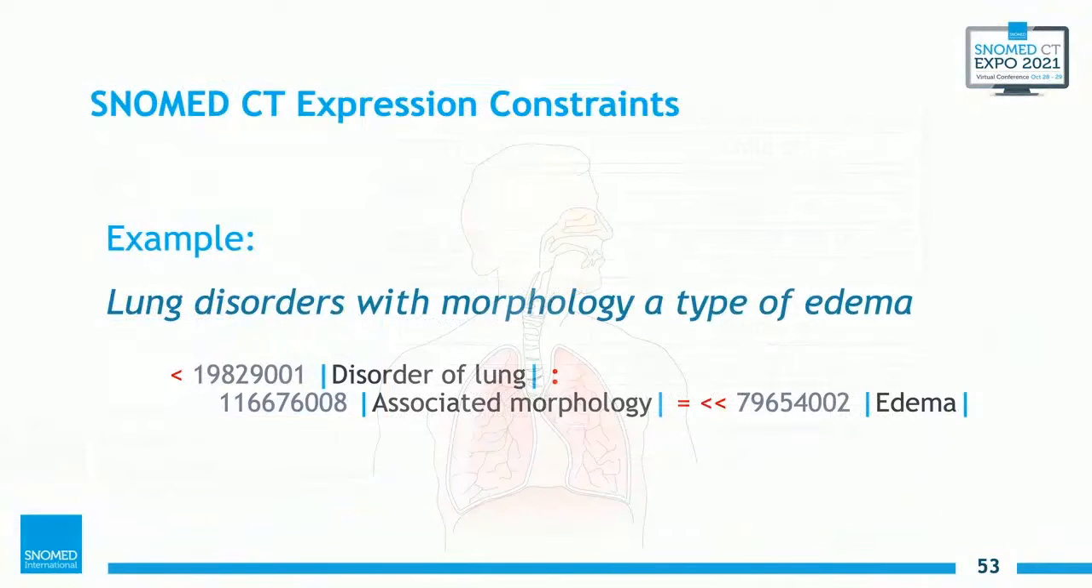The expression constraint we're going to start with is one we showed you earlier in the tutorial. If you recall, we looked for lung disorders with a morphology of any type of edema. So we had the descendants of disorder of lung with an associated morphology that's equal to the descendants or self of edema. So now we'll go over to the SNOMED CT browser and demonstrate how we can build and execute this expression constraint.